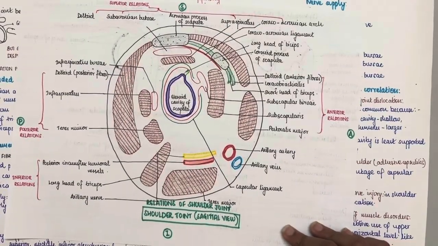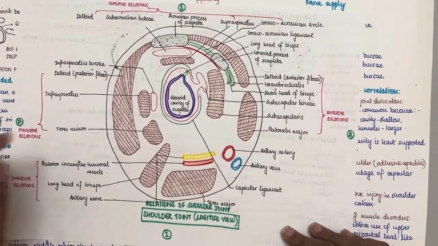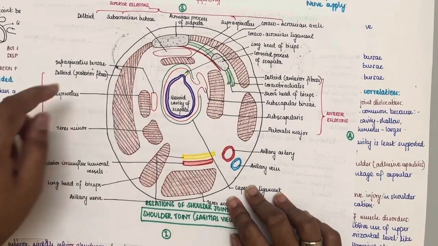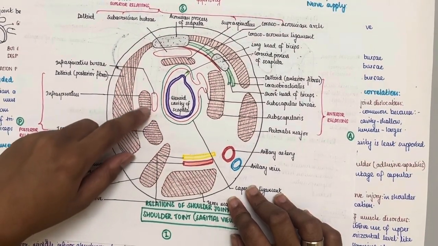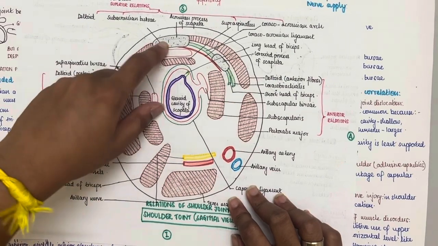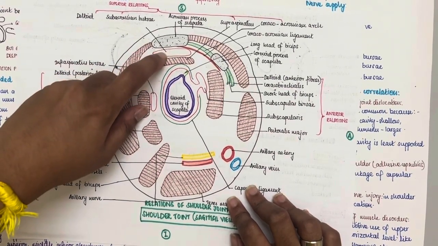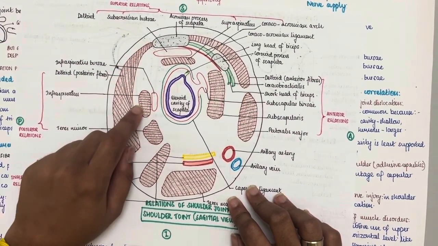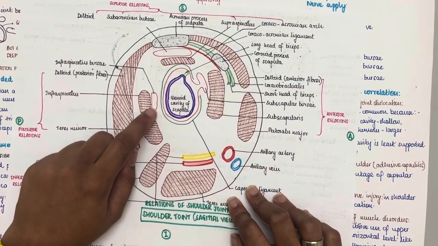Next, let us see the posterior relation, that is infraspinatus bursae. This is infraspinatus muscle. So below that is infraspinatus bursae. This is acromion process. Below that it was subacromion bursae. Now this is infraspinatus muscle, and below that it is infraspinatus bursae.